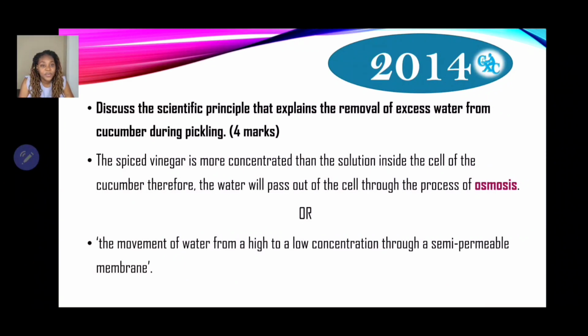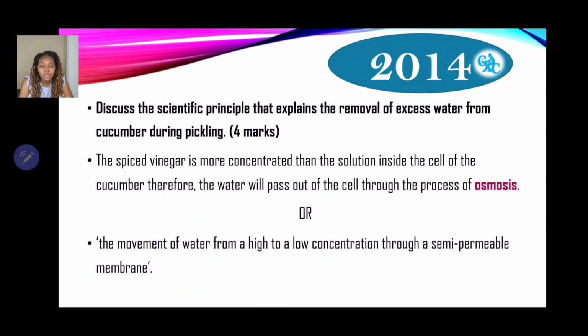Discuss the scientific principle that explains the removal of excess water from cucumber during pickling. Good. All right, so the spiced vinegar is more concentrated than the solution inside the cell of the cucumber. Therefore, the water will pass out of the cell through the process of osmosis. So it moves from a higher concentration to a lower concentration.